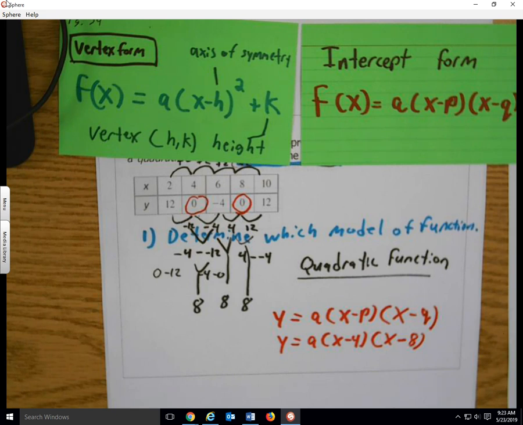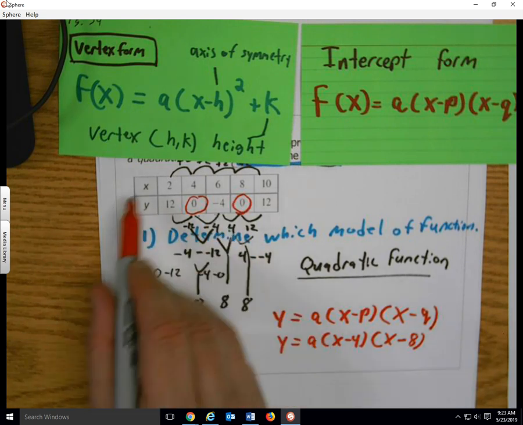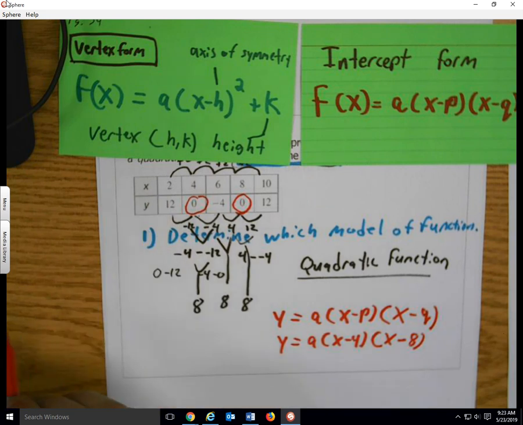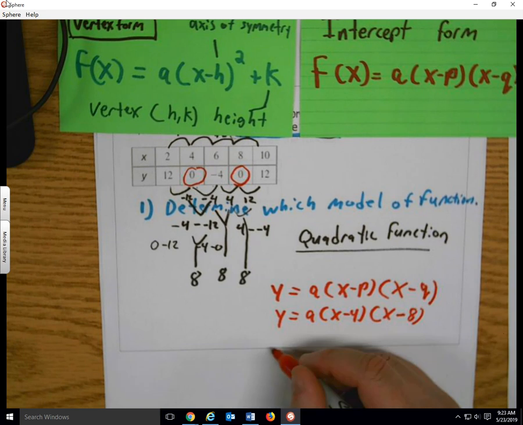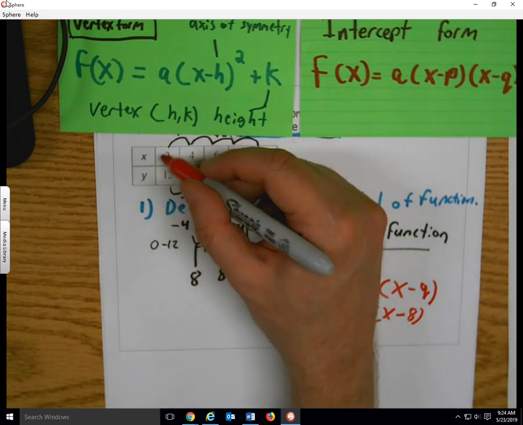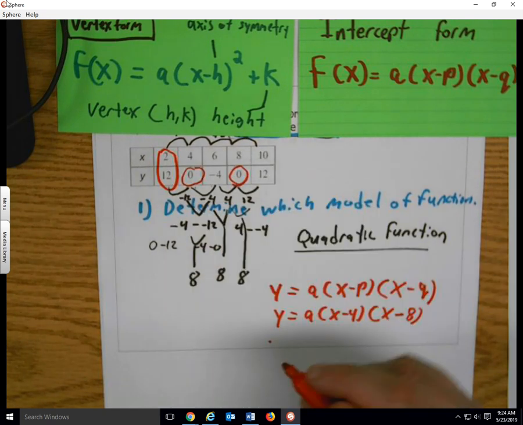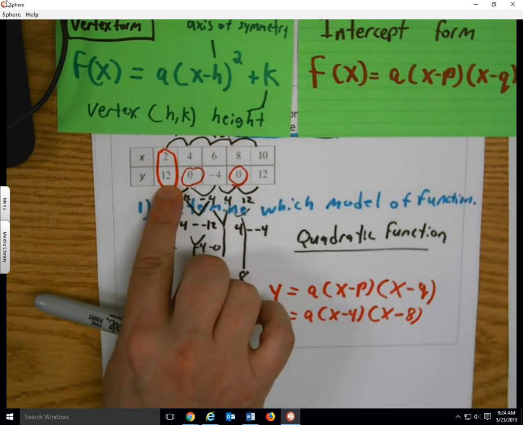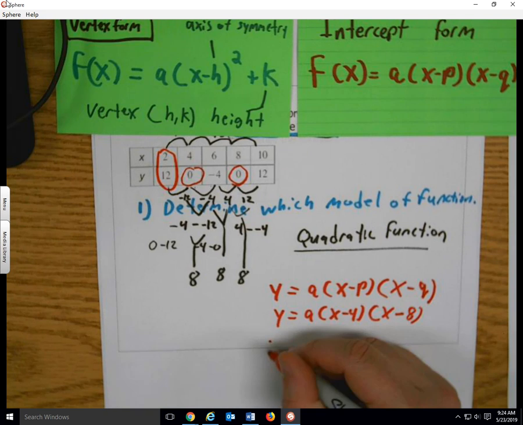Okay, so yes, the next step would be to use any other point on this table here. Any other point and fill in for the X and the Y. Let's do that real quick. And this is the quick way to get it into standard form. So I'm going to choose 2 and 12. Which one of these is the Y? 12. So instead of a Y, I'll substitute a 12.